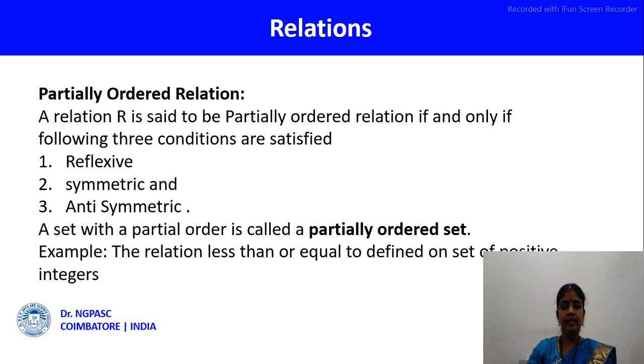Partially ordered relation. A relation is said to be a partially ordered relation if and only if the following three conditions are satisfied: reflexive, antisymmetric, transitive. Example, the relation less than or equal to defined on the set of positive integers is a partially ordered relation because it satisfies reflexive, antisymmetric, transitive.